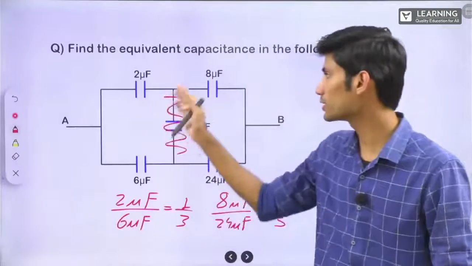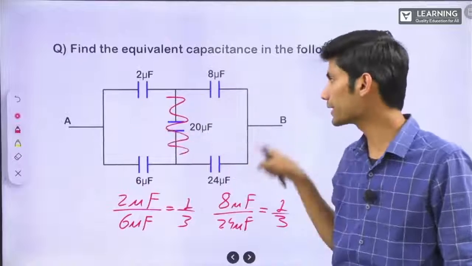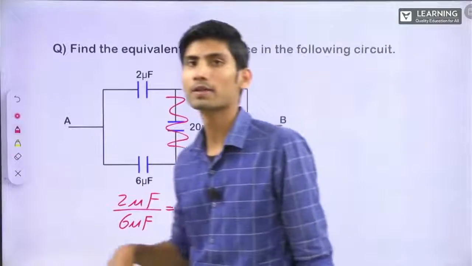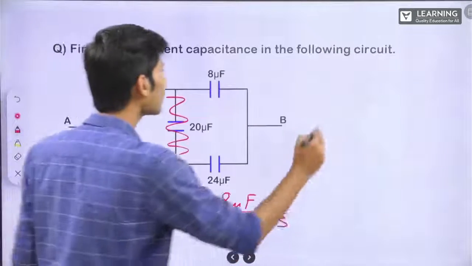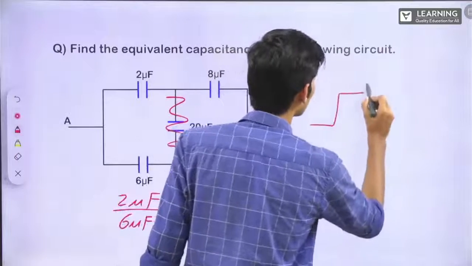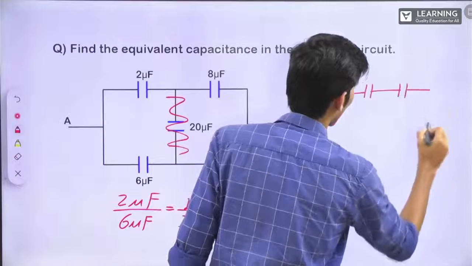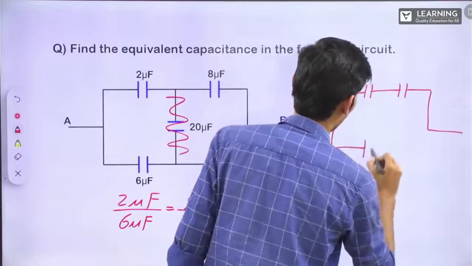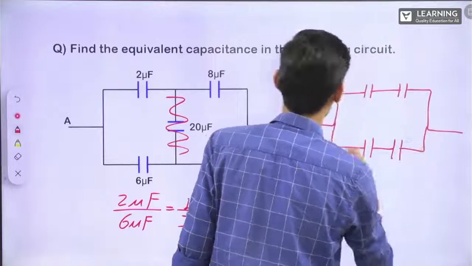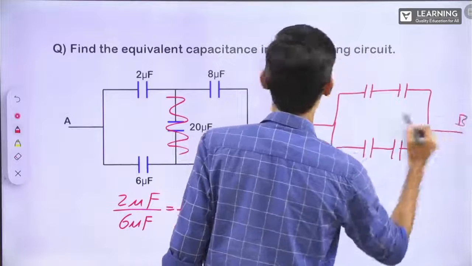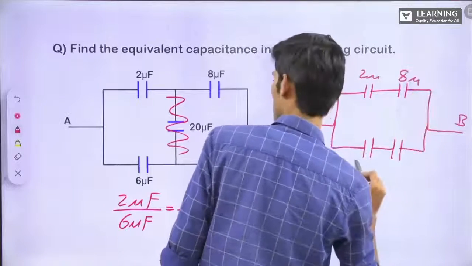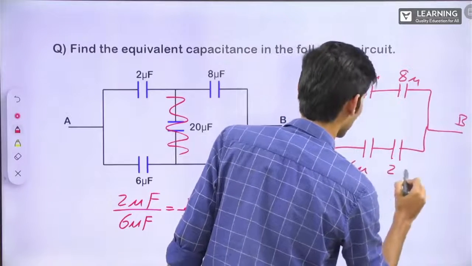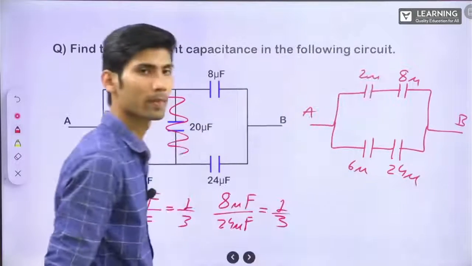The charge is not going in this. These two are connected in series, these two are connected in series. And this arm and this arm are parallel. Fine. So now from here, the circuit I got is A, B. This is 2, this is 8, this is 6, this is 24. Now can you solve it?